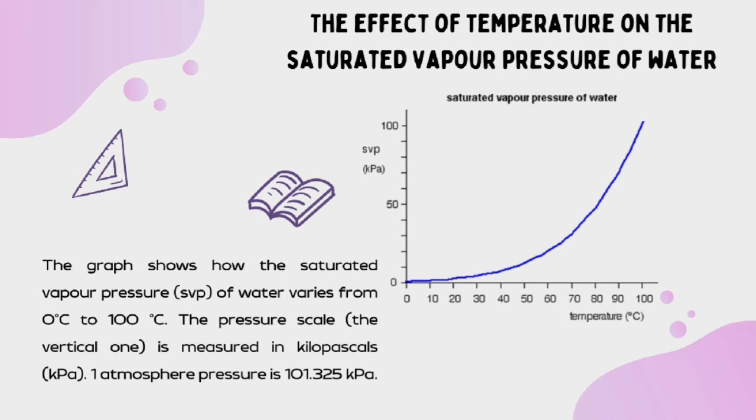And for the last topic, it's about the effect of temperature on the saturated vapor pressure of water. As you can see in the graph here, this graph shows how the saturated vapor pressure of water varies from 0 degrees Celsius to 100 degrees Celsius. The pressure scale, or the vertical one, is measured in kilopascals, or kPa, and 1 atmosphere pressure is 101.325 kPa.